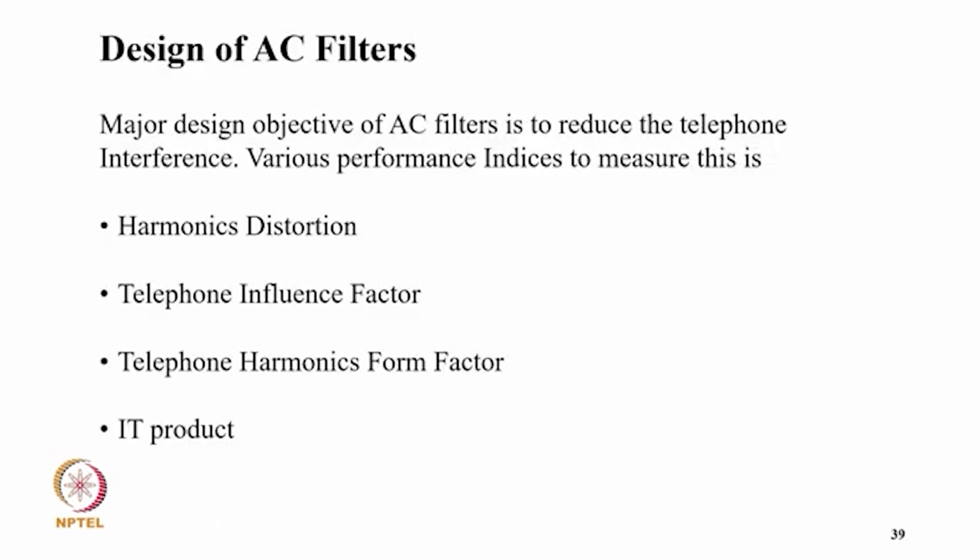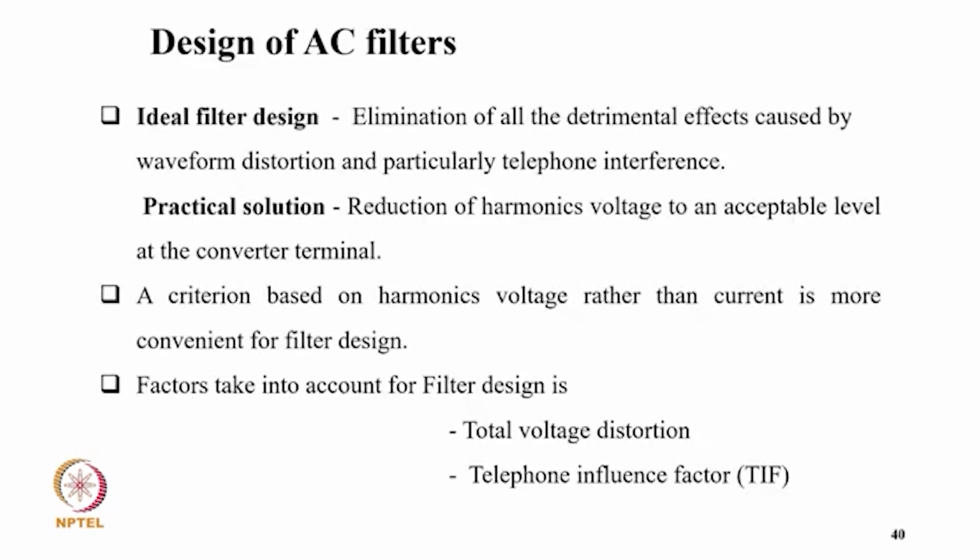So coming to design of AC filter, the major design objective of AC filter is to reduce the telephone interference and various performance indices to measure. This is the harmonic distortion, telephone influence factor, telephone harmonic form factor, and IT product, interference telephony product.